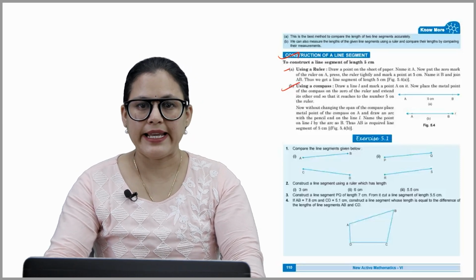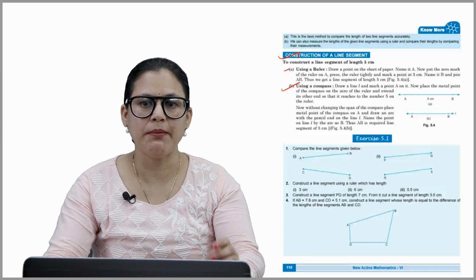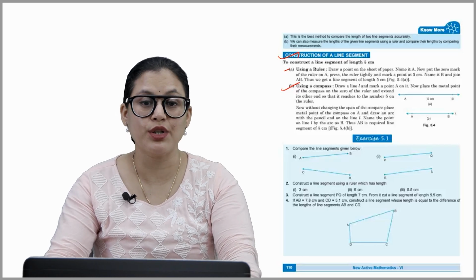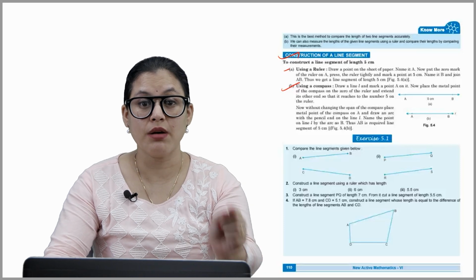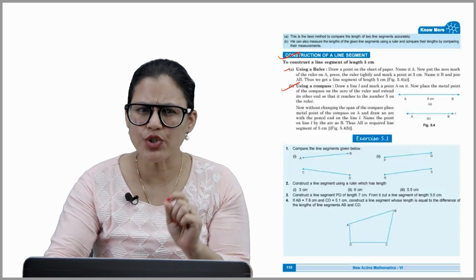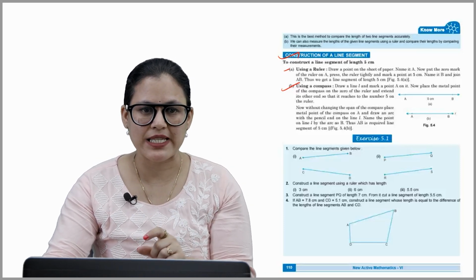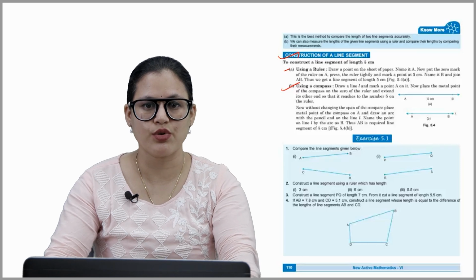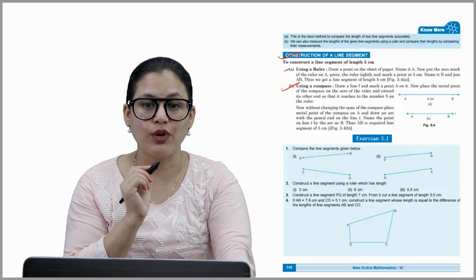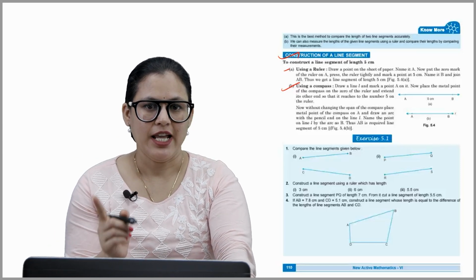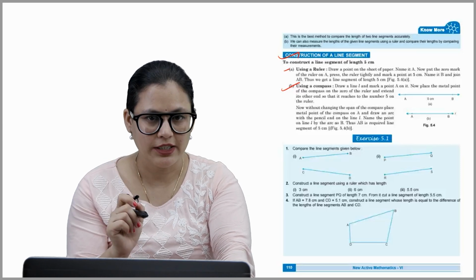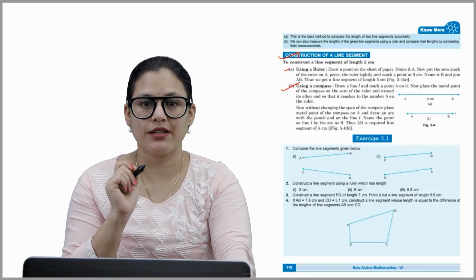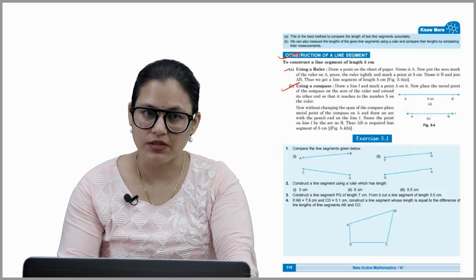Draw a line L and mark a point A on it. Now, place the metal point of the compass on the 0 of the ruler and extend its other end so that it reaches to the number 5 on the ruler. Now, without changing the span of the compass, place the metal point of the compass on A and draw an arc with the pencil end on the line L. Name the point on line L cut by the arc as B. Thus, AB is a required line segment of 5 cm.